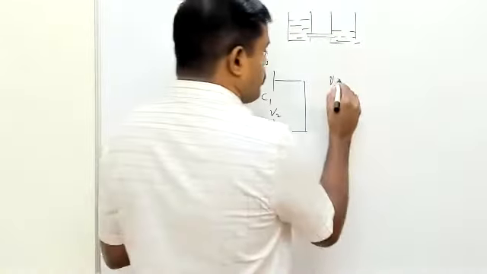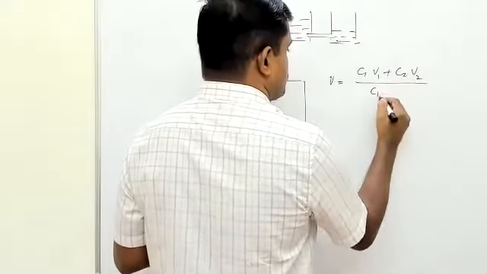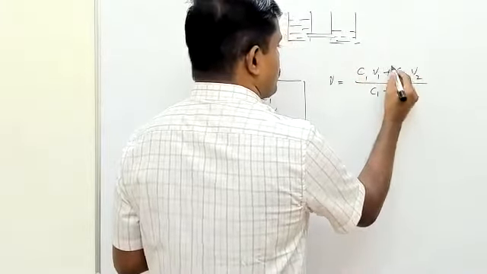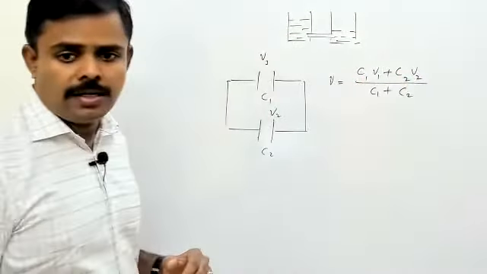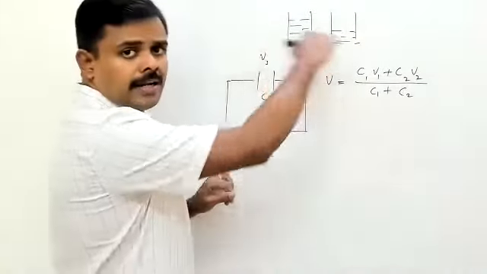What is the equation for common potential? Important numerical. C1V1 plus C2V2 by C1 plus C2. C1V1 plus C2V2 by C1 plus C2. That is how you take common potential. And this is the common potential in the end, like the common level.